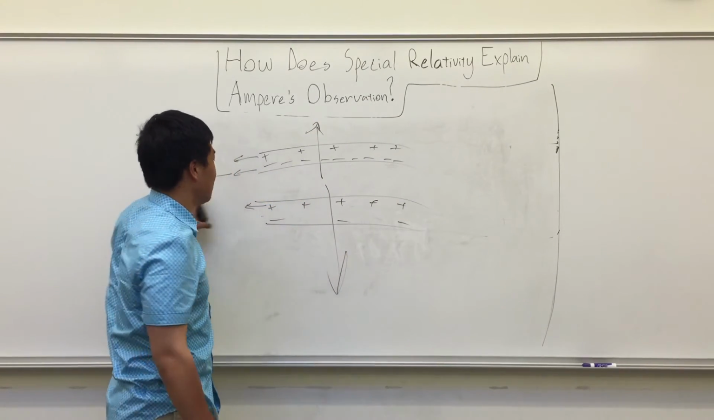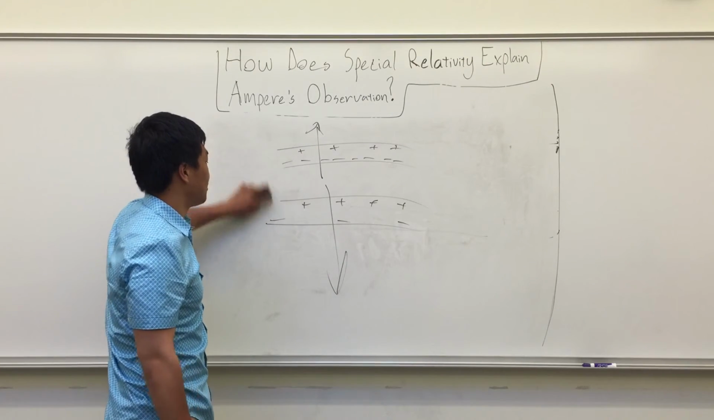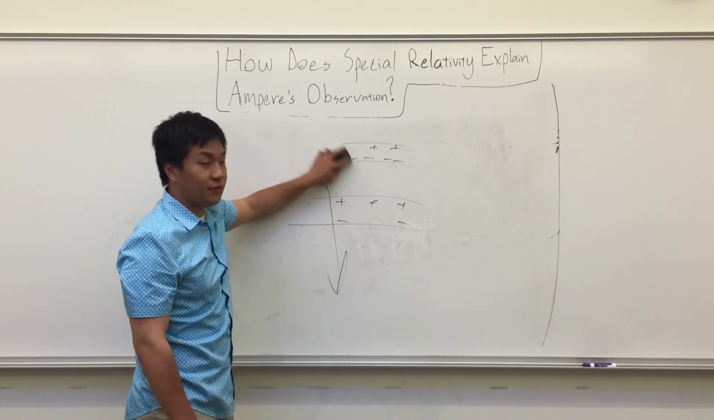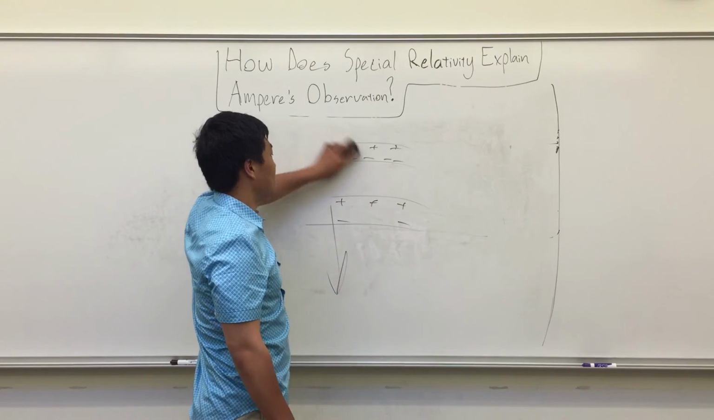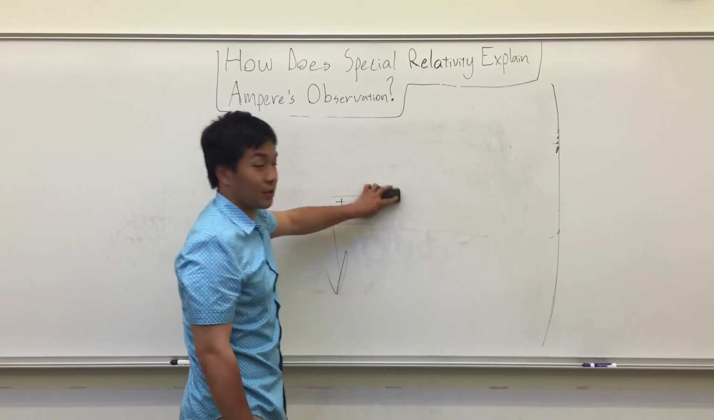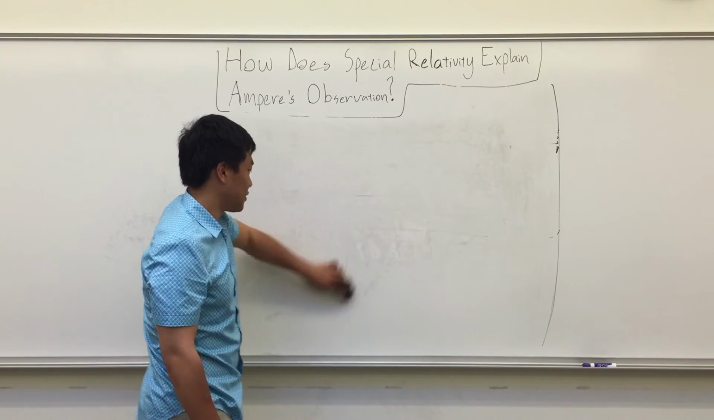So, as a result, length contraction and time dilation are both used to explain why we know magnetic phenomena, or at least how we currently understand them under modern physics.